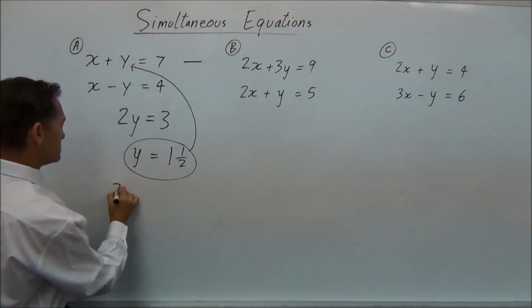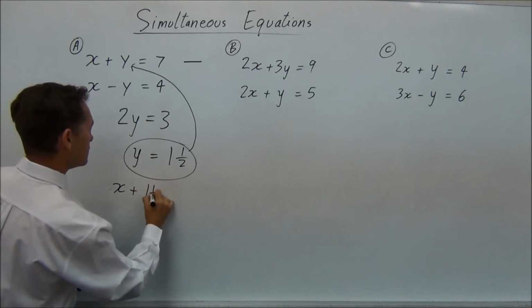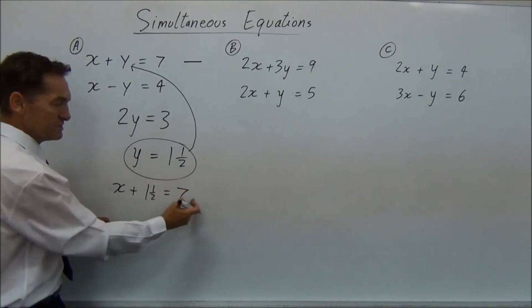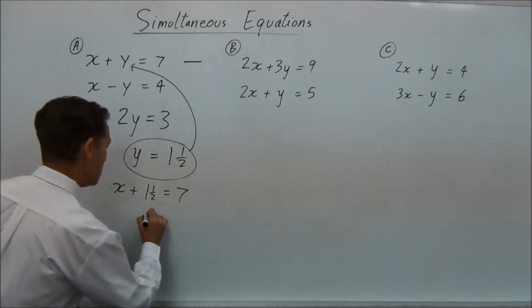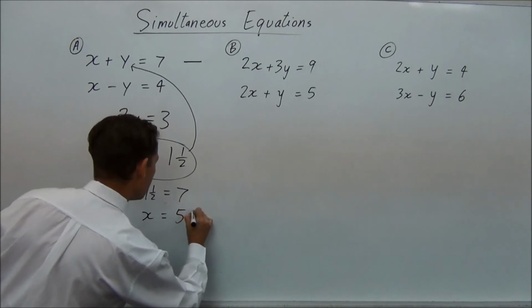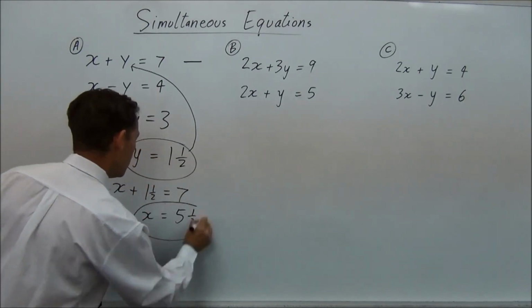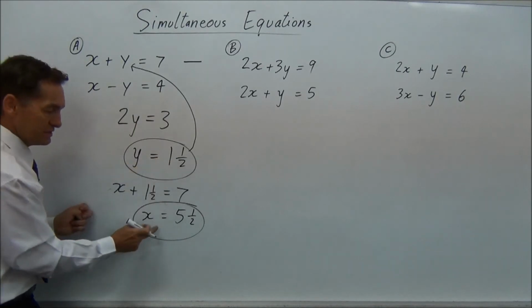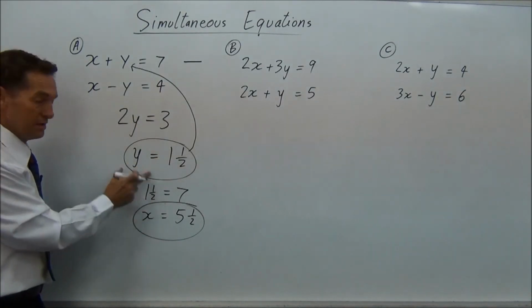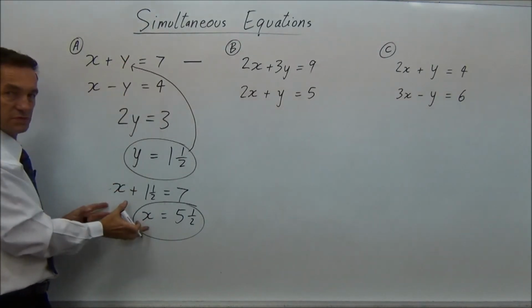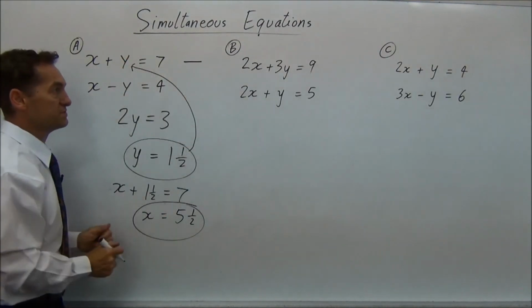So we're going to have x plus 1.5 equals 7. So x plus 1.5 is 7. You can take 1.5 off that, and we get x equals 5.5. And so the answer to the question is y equals that and x equals that. Okay, that's your answer for solving those two equations simultaneously. Okay, let's look at the next one.